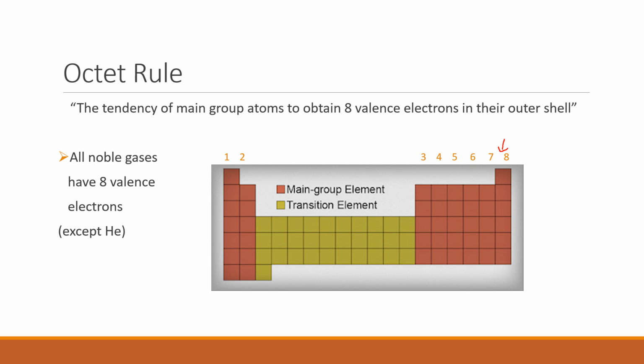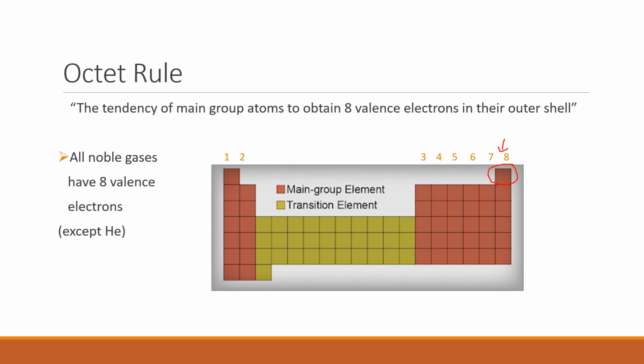They have 8 valence electrons in their outer shell, with the exception of helium. Because remember, helium is this first guy right here. Helium only has an s orbital, and remember, s orbitals can only hold a max of 2 electrons. So helium has 2 electrons in its valence shell, but all of the other noble gases have 8. So they're happy, they're stable.